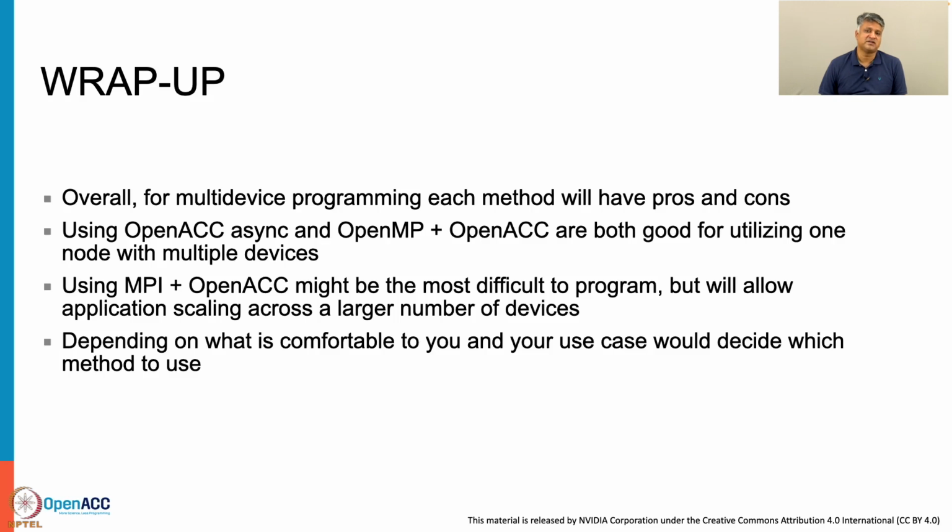Depending on the kind of science that you're doing and what is comfortable for you, your use case would decide which method you would like to use. If your problem requires millions of processors, then it is better to do MPI plus OpenACC and take the time and effort for doing that.